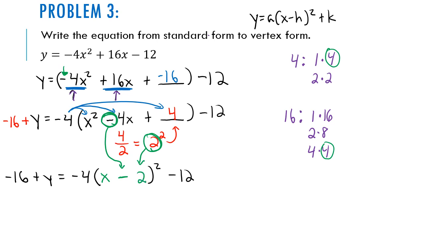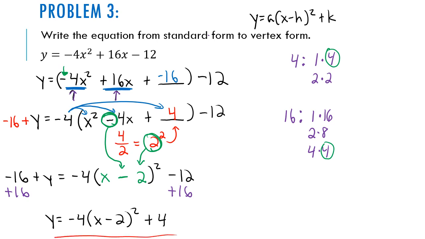All I have to do now is get the 16 by itself, the y by itself, so I'm going to add the 16 over to where the 12 is, and I'm going to end up with y equals negative 4 parentheses x minus 2 squared plus 4. And there it is in vertex form.